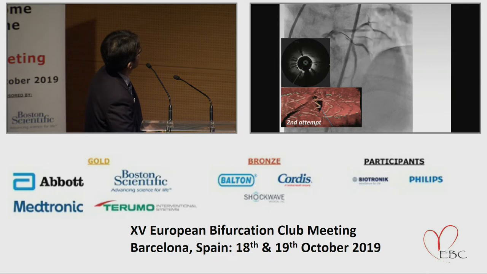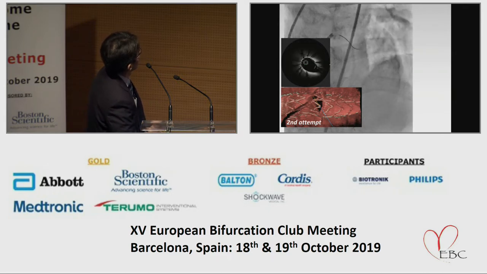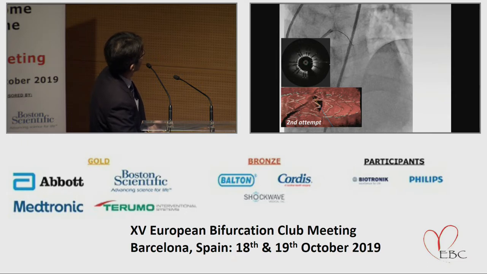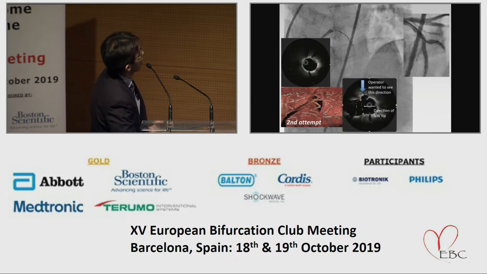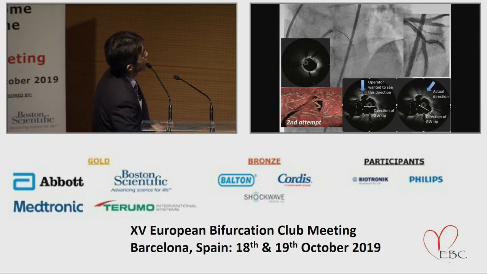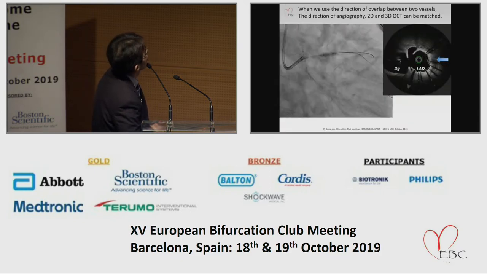Oh, 3D OCT revealed the proximal recrossing. So I wanted to see this direction, but the actual direction is like that. When we use the direction of the overlap between two vessels, the direction of the angiography, 2D, and 3D OCT can be matched.